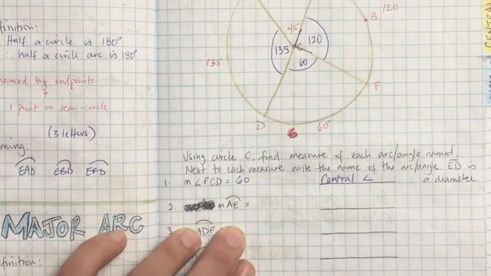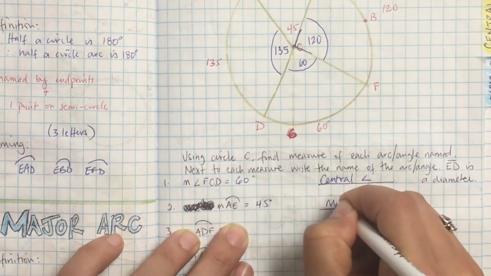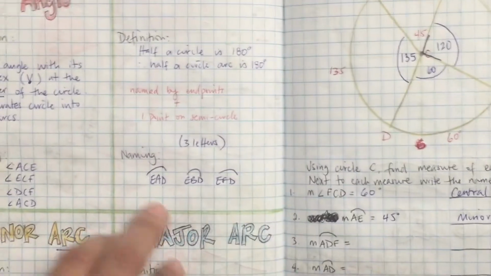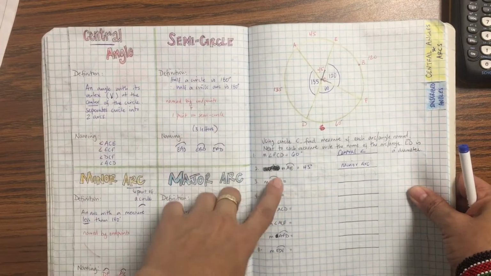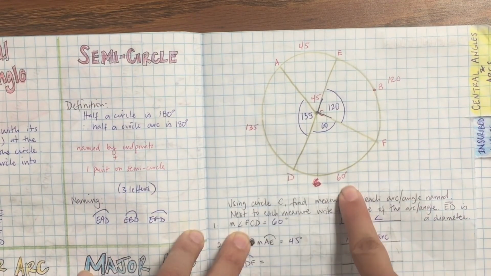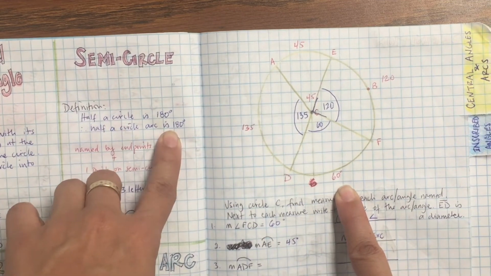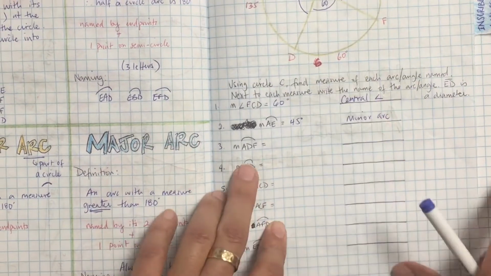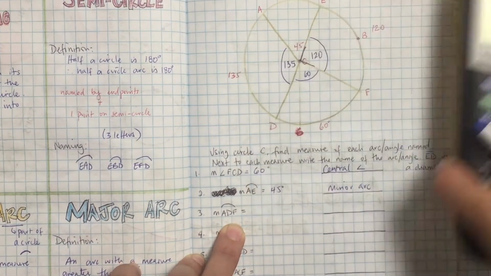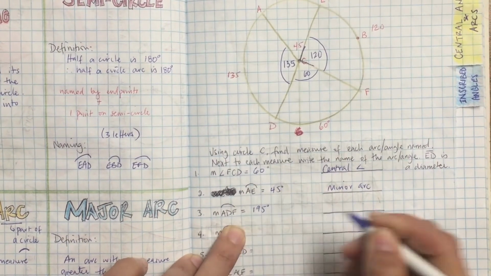Listening check. Underline major arc, the one in blue. Alright, the measure of arc ADF. It's 3 letters, so it's either major or semicircle. So I just look at the number: I have to add those 2 numbers together. 135 plus 60 gives me 195, which makes it bigger than 180. And what's bigger than 180? A major arc.